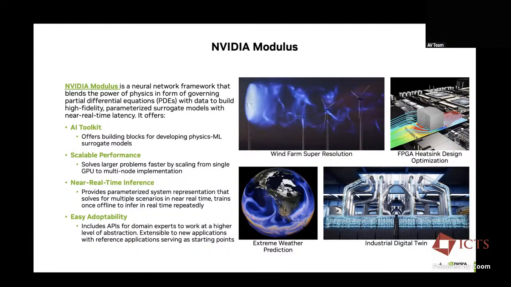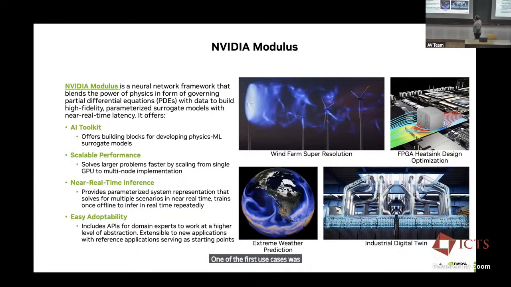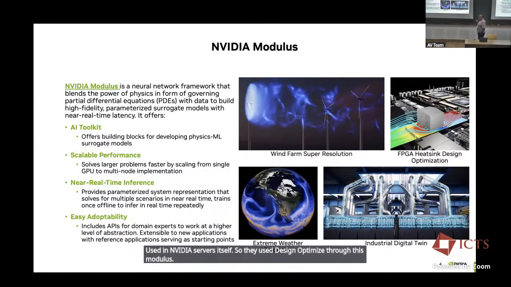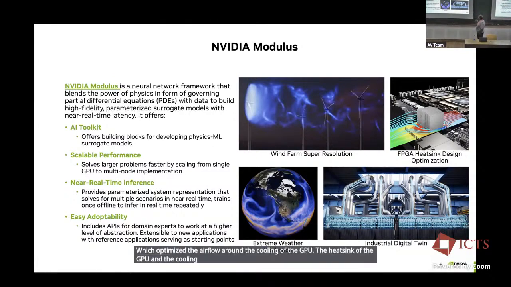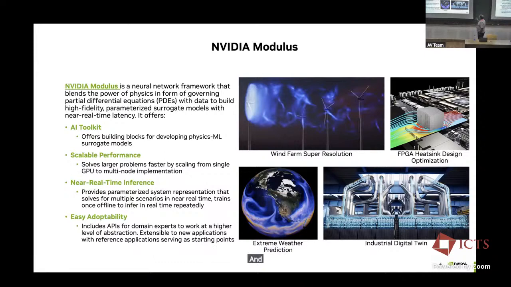One of the first use cases was heat sink design, which was used in NVIDIA servers itself. So they used a design optimized through this Modulus, which optimized the airflow around the cooling of the GPU, the heat sink of the GPU and the cooling of that. And that was actually adopted in the servers.